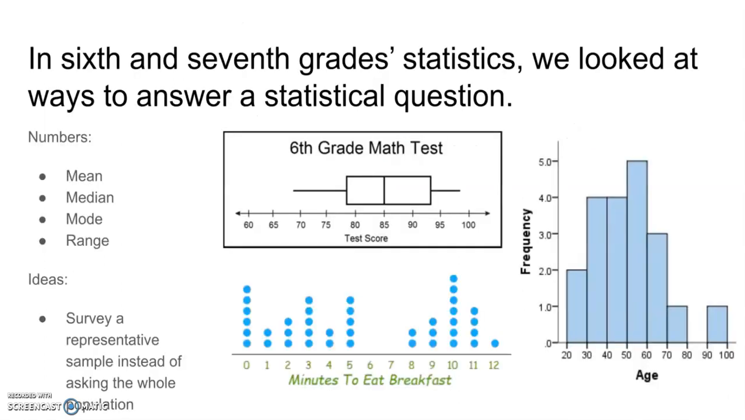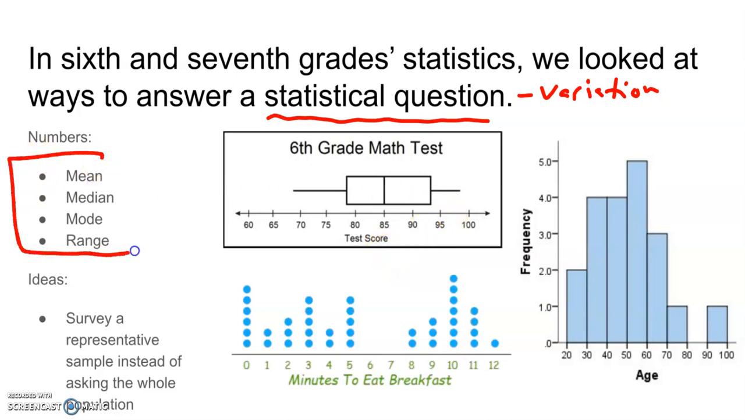Don't worry about that. So in 6th and 7th grade statistics, we looked at ways to answer what we called a statistical question. A statistical question is anything with variation in it. The answers might vary. We answered statistical questions with numbers sometimes: means, medians, modes, and range. We also answered them with graphs and charts sometimes.